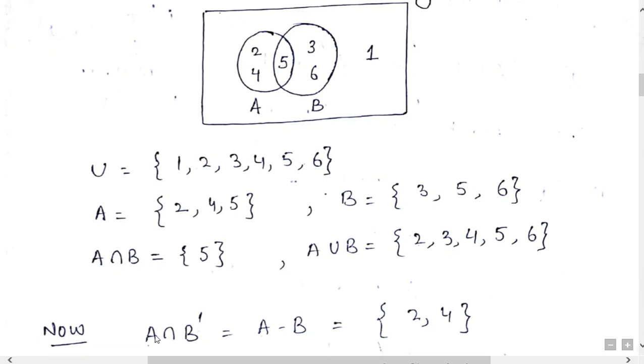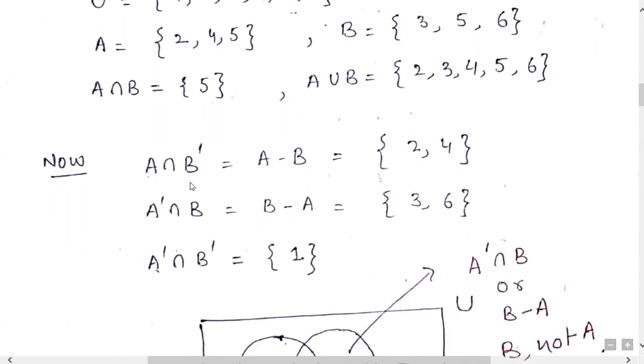Now, these elements 2, 4, what is the meaning of this? It means we are basically subtracting B from A. I repeat again, what is the meaning of elements 2 and 4? I am subtracting B from A. It means I am subtracting the intersection from the set A, then it is A minus B. If I subtract the intersection from the set B, then it's called B minus A.